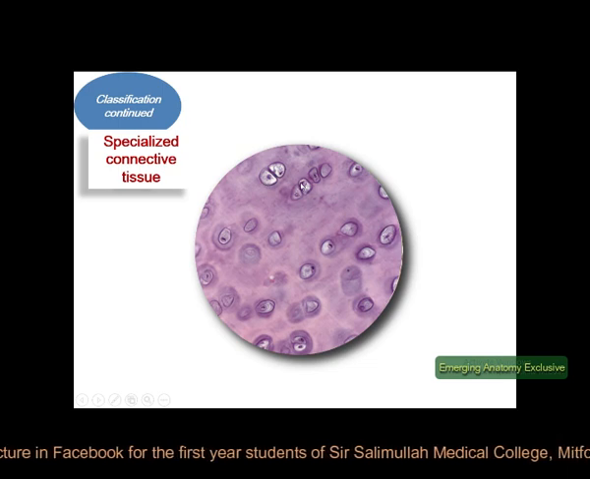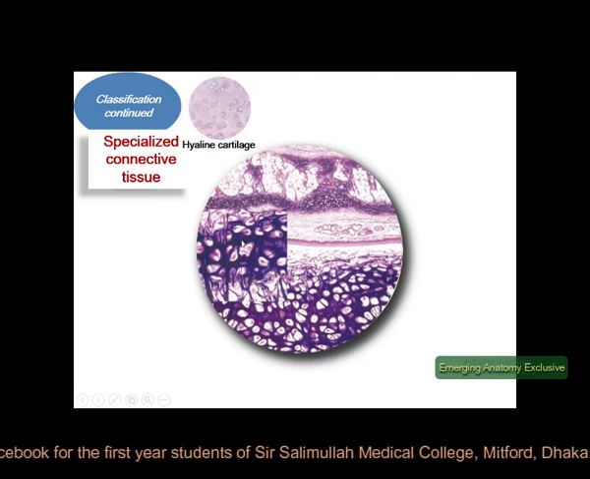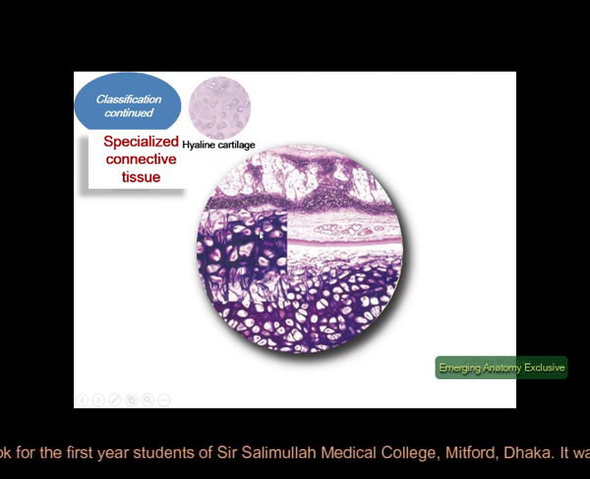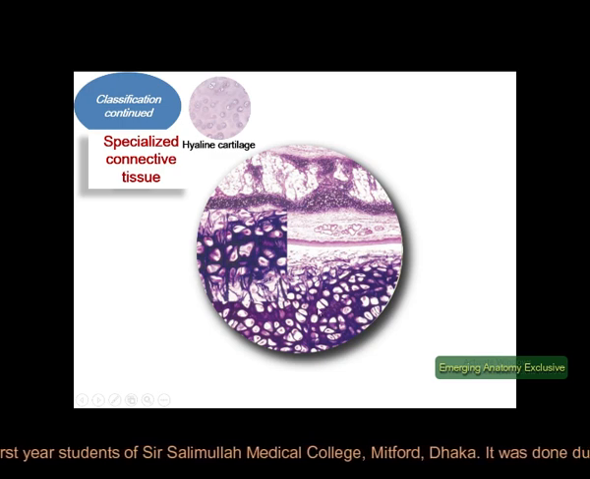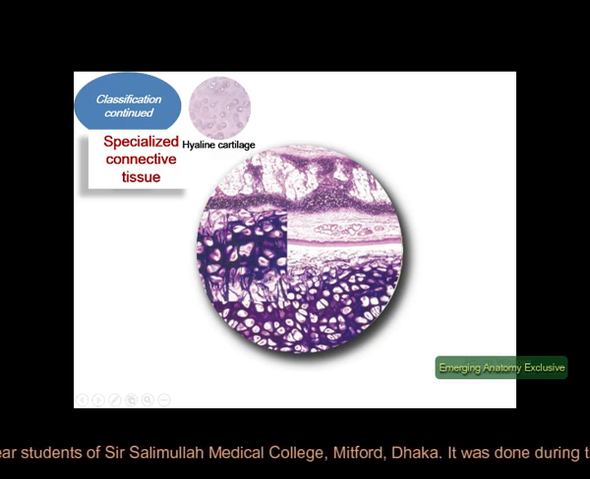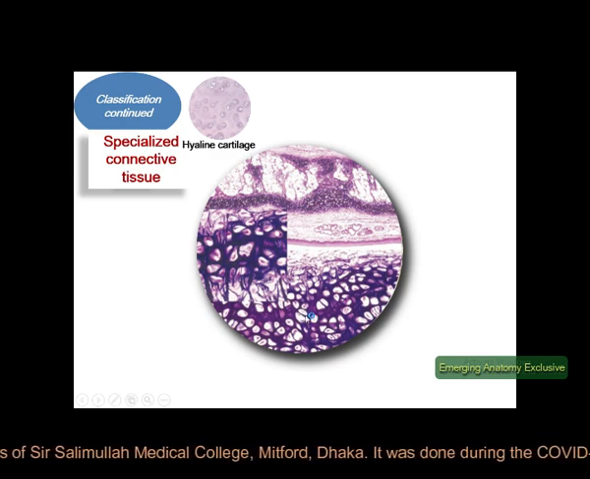Next one is elastic cartilage. It contains type 2 collagen and darker elastic fibers. Yes, here darker elastic fibers are present. Major cells are chondrocytes and chondroblasts, and the typical arrangement of chondrocytes is usually in small isogenous groups.